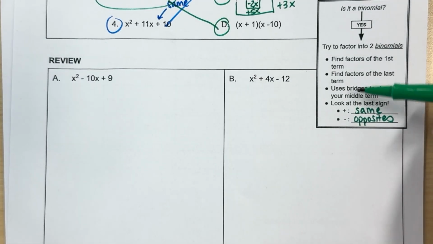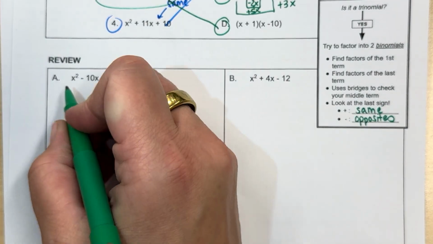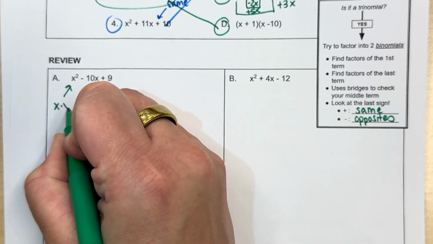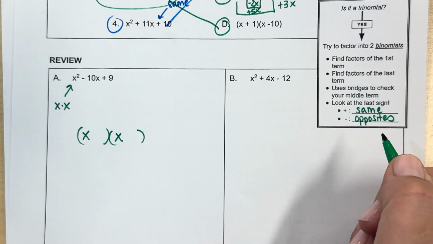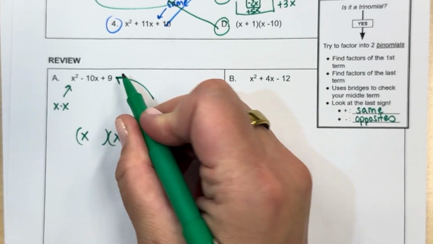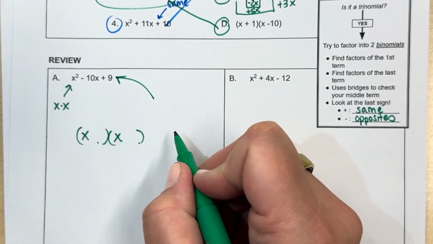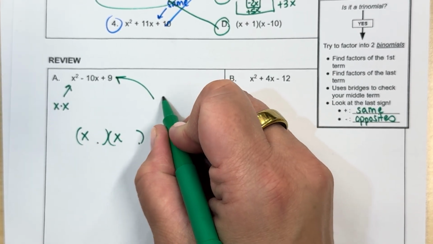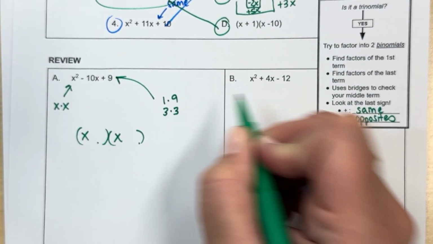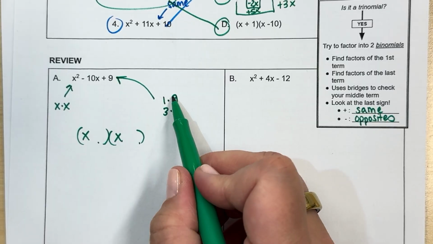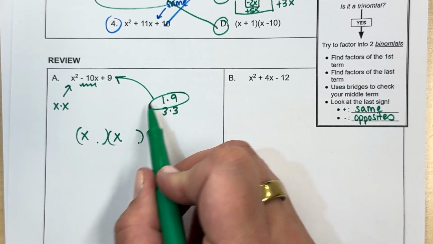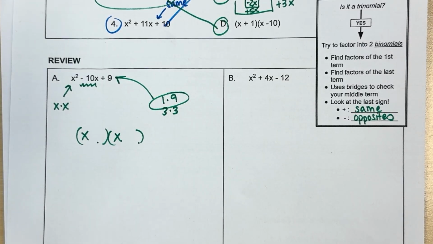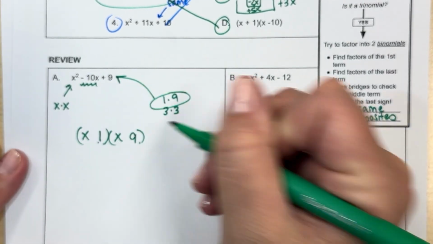Okay, so following our little ideas here, we need factors of the first term to go in the first spots when we factor these into two binomials, x and x. Then we want factors of the last term to go in the last spots. How can we make 9? 1 times 9, 3 times 3. I need a combination that can make the middle term, which in this case, only the 1 and the 9 can combine to make the 10. So I'm going to plug those in.